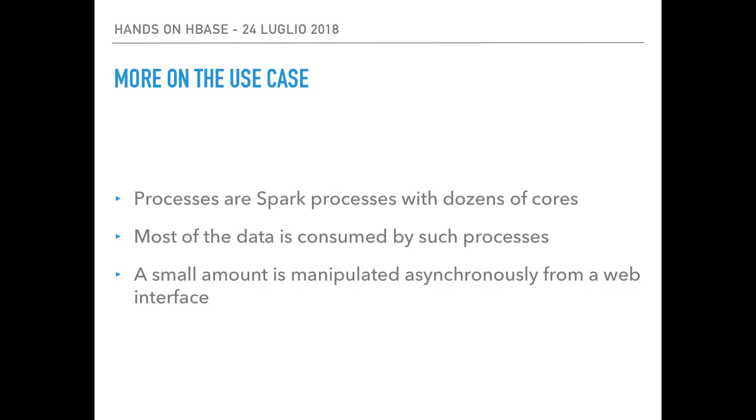that was the problem. So the processes that need to exchange data were Spark processes with dozens of cores, and the most part of that data is consumed by those jobs. So like 99% of data must be read massively from Spark executors and processed massively, and so we wanted to have a high throughput of those jobs, but also we wanted to be able to access from the web interface, and we had service level agreements on the response time of those interfaces. So we needed to access that data really fast, like less than a second to visualize data.